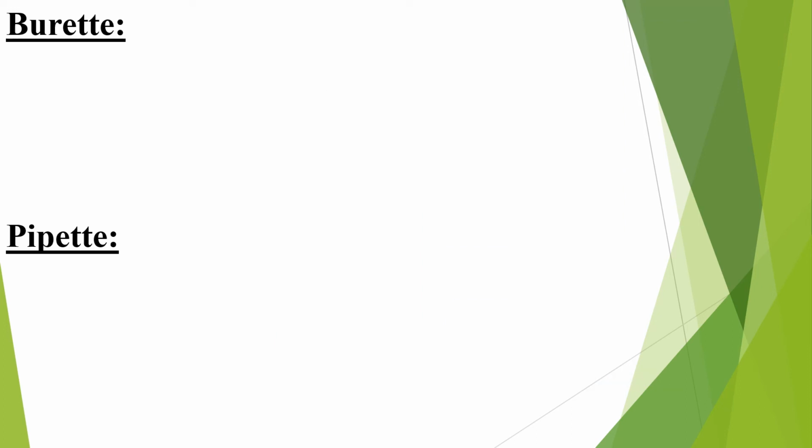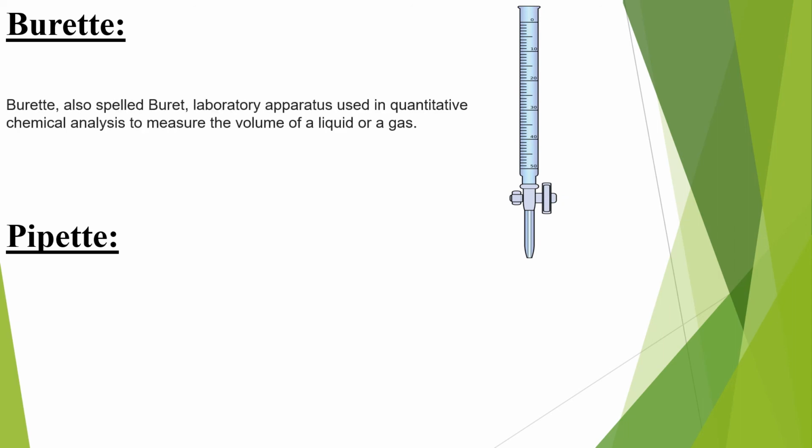Next, burette. This is burette. This is apparatus. Burette, also spelled buret, is laboratory apparatus used in quantitative chemical analysis to measure the volume of a liquid or a gas. This is very important apparatus for the titration process.